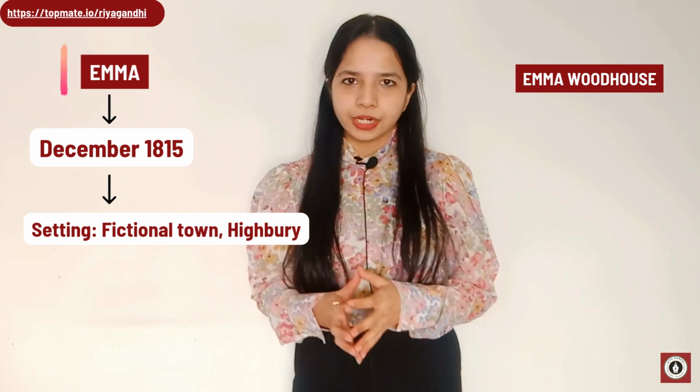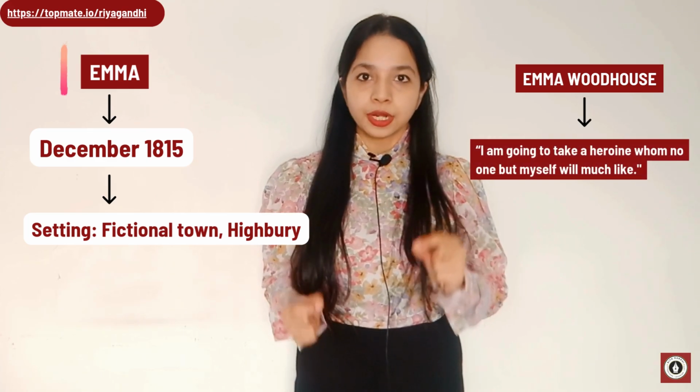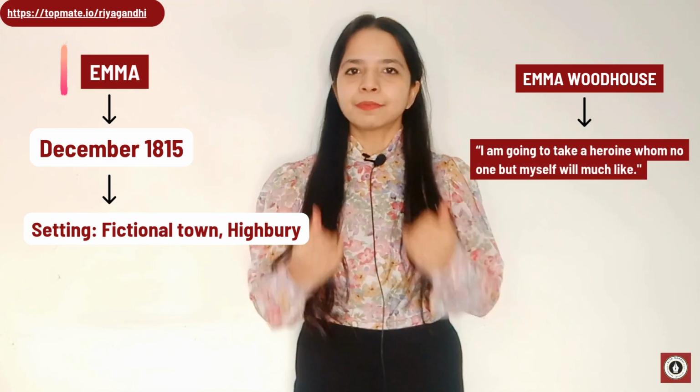While talking about this particular heroine and the novel, Jane Austen said that "I am going to take a heroine whom no one but myself will much like." Now, why was Jane Austen compelled to mention this particular thing? So, up until now, we knew that the heroines of each and every novel of Jane Austen are quite genuine, innocent, and simple. Emma Woodhouse is also very beautiful, she's smart and witty.